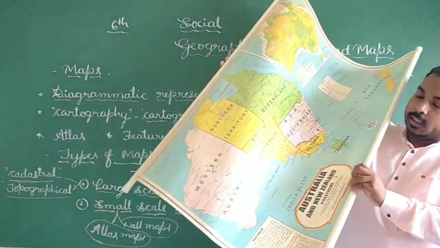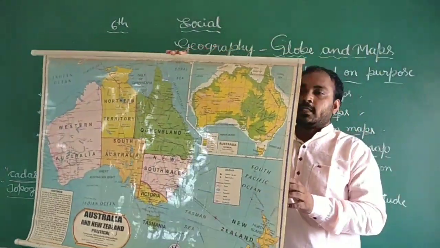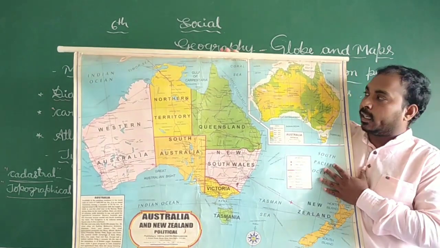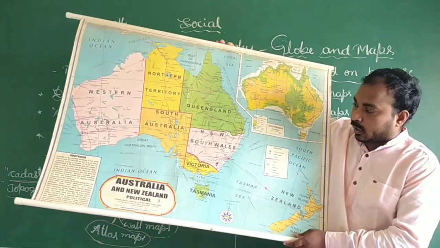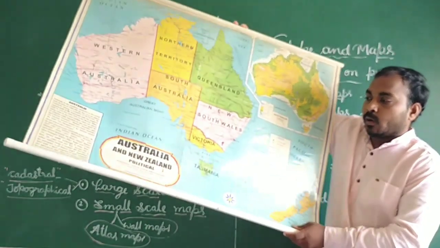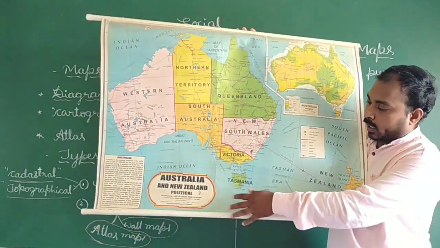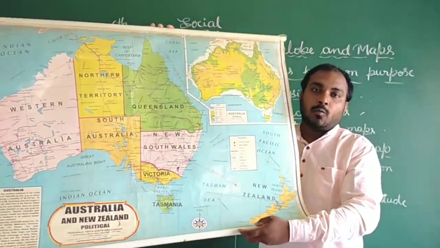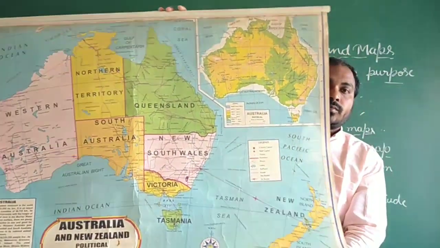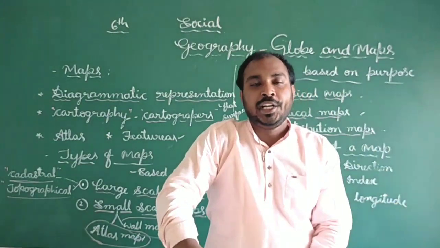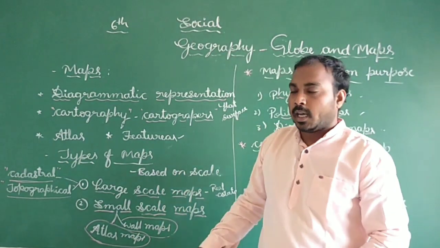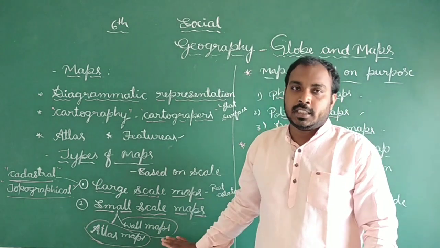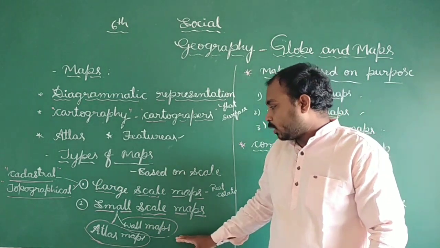Dear student, you can see this is the best example of wall maps. It represents complete information. As I told you, this is the political map, the Australian and New Zealand political map. The wall maps help us to learn the individual details, and these wall maps are also used as teaching aids. Okay, and next one is the atlas map.